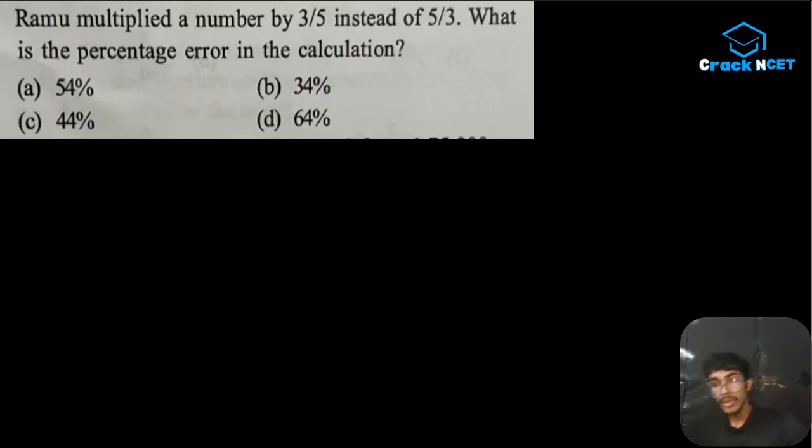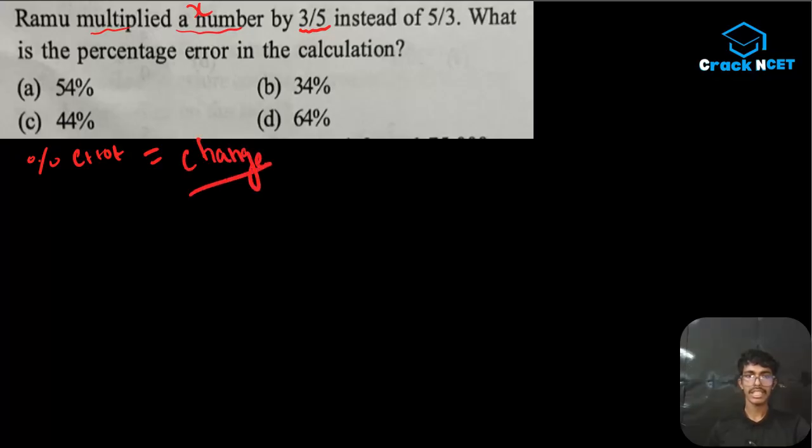So I'm moving on to the next question. What is given over here? Ramu multiplied a number, any number. Let's take the number as x, by 3 by 5 instead of 5 by 3. What is the percentage error in the calculation? What is the formula for percentage error? It is equal to the change divided by original into 100 percentage. Change divided by original into 100 percentage.